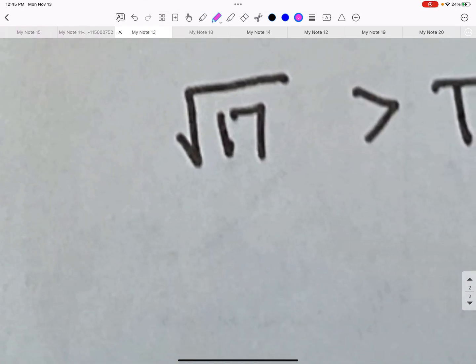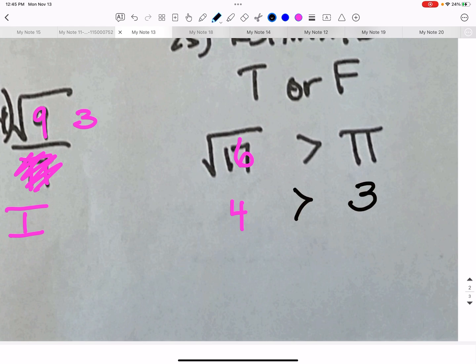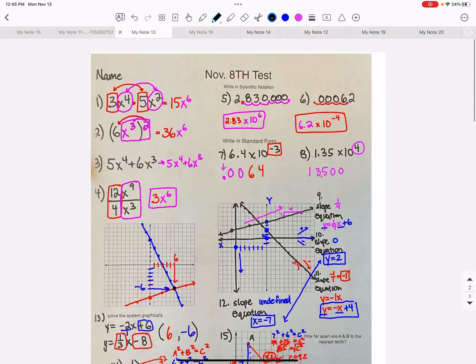And at the very end, we don't know the square root of 17. We know the square root of 16. That's 4. And pi, a good guess, is 3. So is 4 bigger than 3? Yes, it is. True. Okay, take a picture, turn in a perfect test.